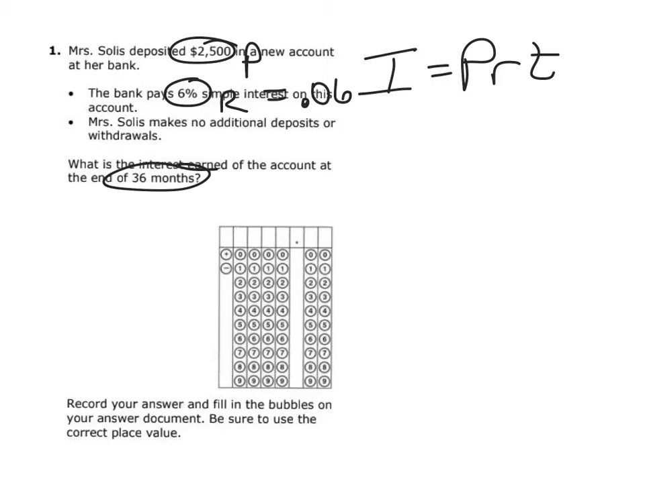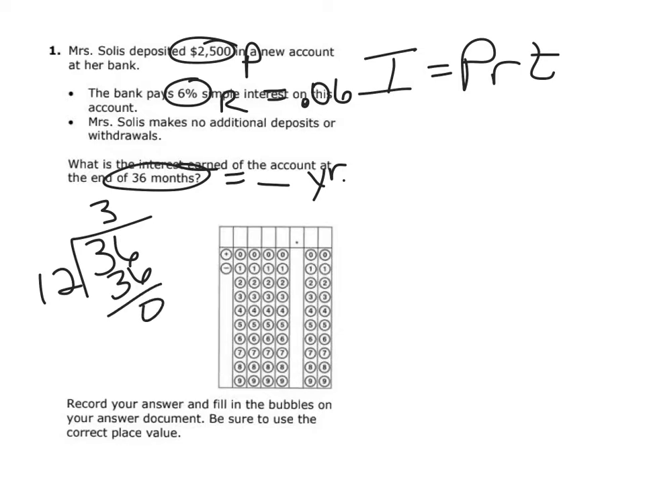Well, remember, the time needs to be in years, so 36 months equals how many years? In order for you to do that, you need to find out first by dividing 36 by 12. Well, we know 12 times 3 equals 36, so my answer is 3 years. So we now have the principal, the rate, and the time. So let's go ahead and plug those in. I don't know the interest, that's what I'm trying to find out. The principal is 2,500, the rate is 0.06, and the time is 3.